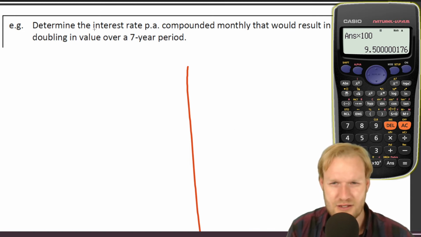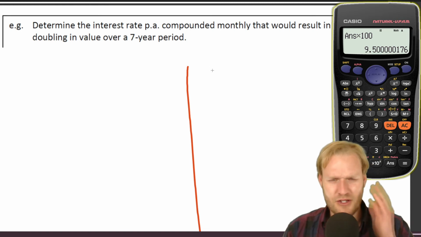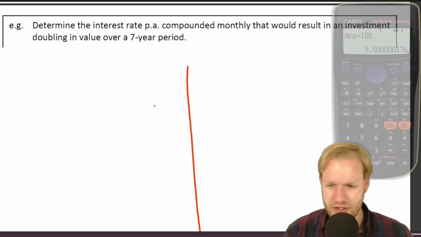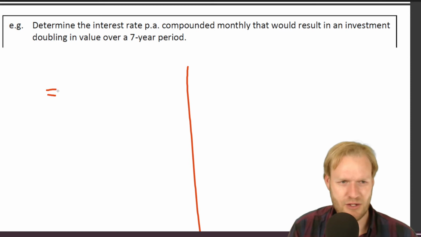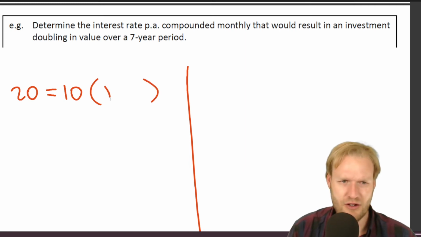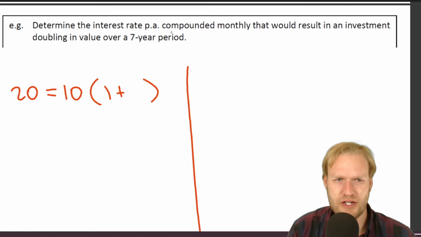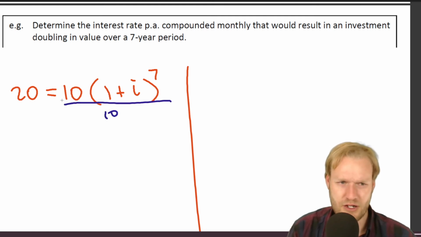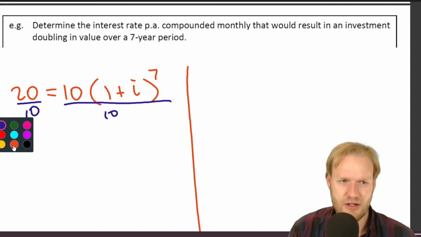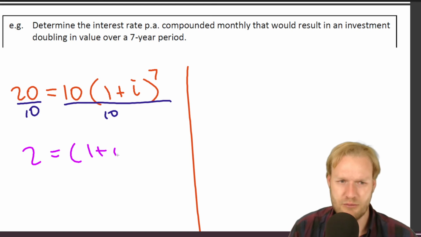Okay, well, this one says it doubles. So there are 2 ways we could think about this. We could either say, well, just choose some random number. Let's say we put 10 rand in and we got 20 rand out. Okay, 1 plus, well, let's say interest rate per annum, so we can just go i to the n, n is 7. Because we put 10 rand in and got 20 rand out, in our next step we're going to divide both sides by 10. And therefore, we're going to have 20 over 10, which is 2, equals 1 plus i to the 7.